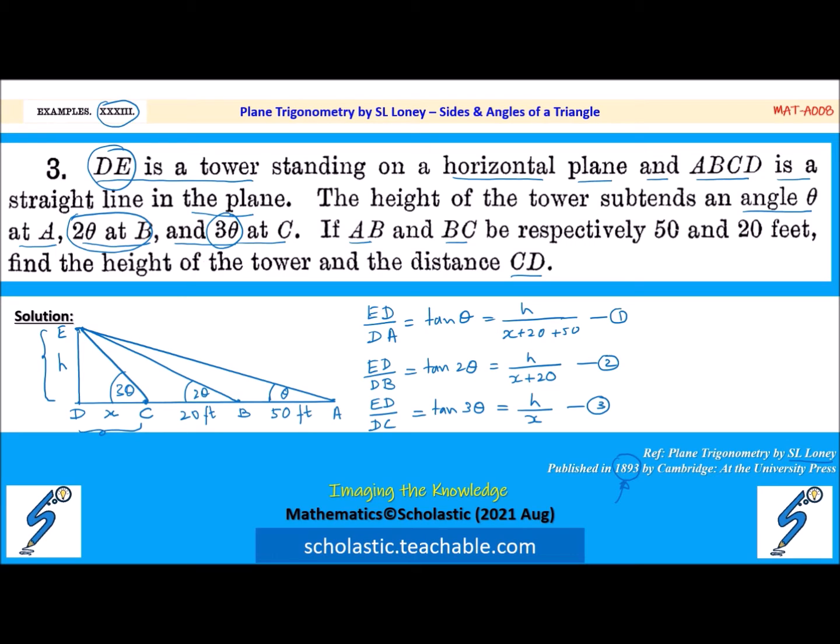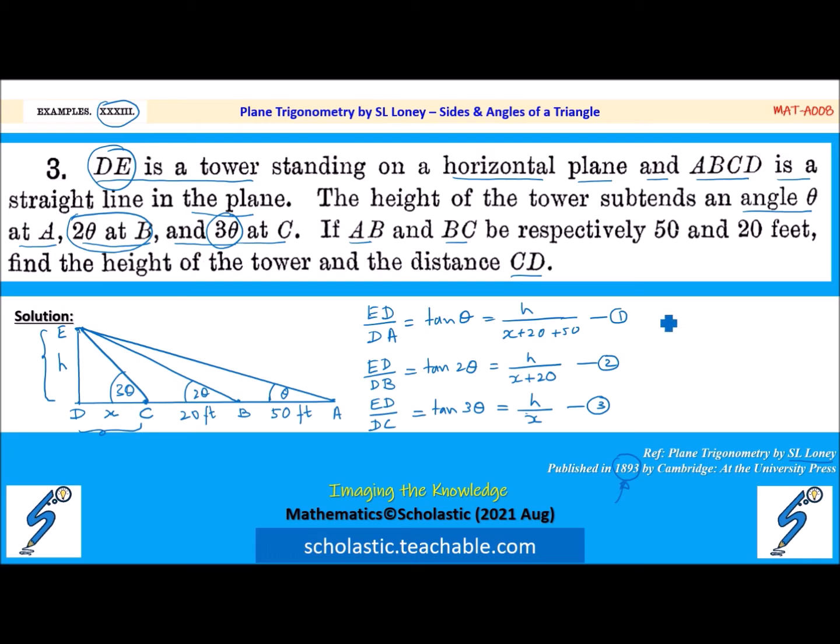Now we need to simplify these equations and find the two unknowns H and X. Also theta is an unknown, but we should be able to get rid of theta. We need to simplify 1, 2, 3 and try to get rid of theta, because that's the third unknown, which we don't need to calculate at this moment.